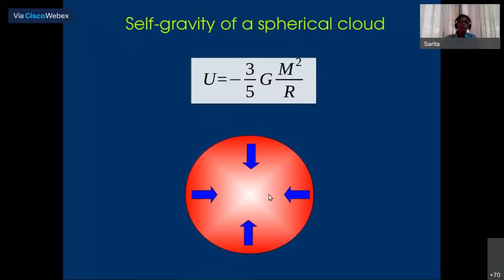Now let us look at the case for a spherical cloud, because for a spherical cloud, you can think of many point masses which are arranged in a certain way. So you can have a spherical mass distribution. Now for potential energy for 2 point masses, we calculated U equal to minus G m1 m2 by r.